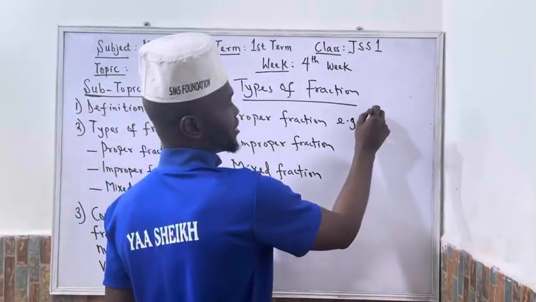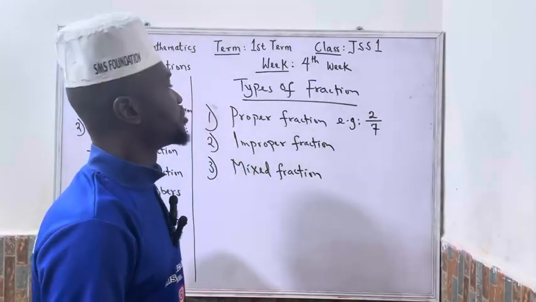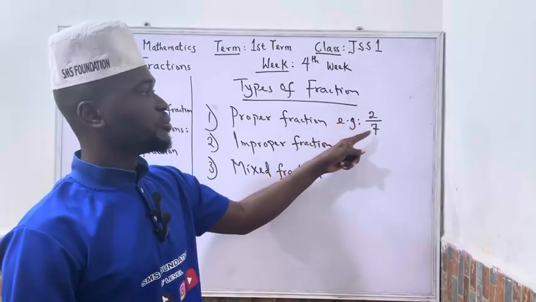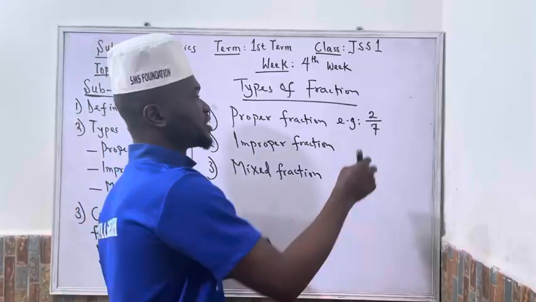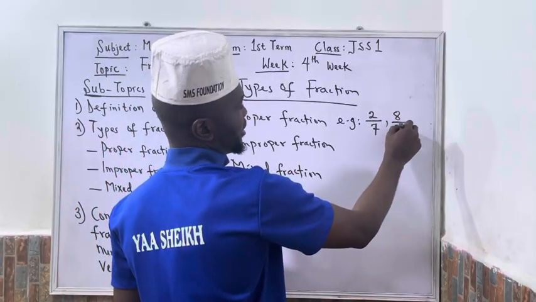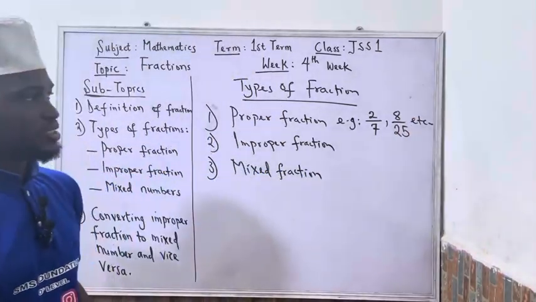So, for example, you can have 2/7. 2/7 is a proper fraction. The reason is you have a smaller number on top and a bigger number under. So the numerator has to be smaller. Another one is 8/25, etc. So you too can create more examples.